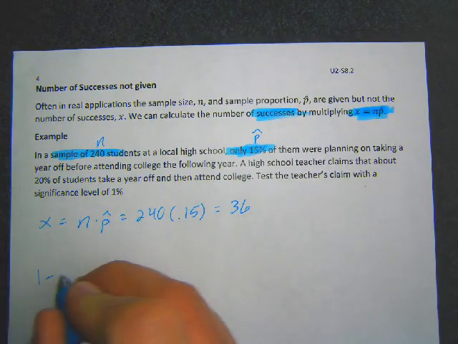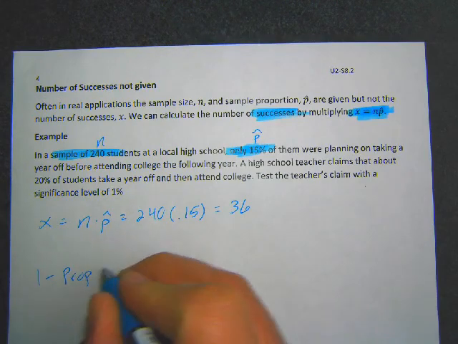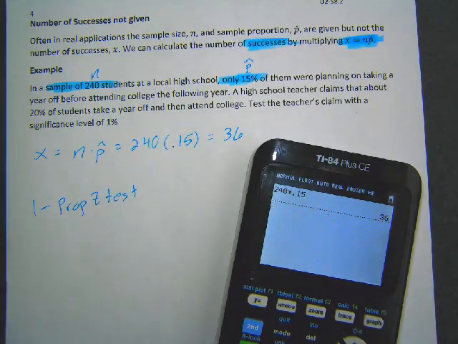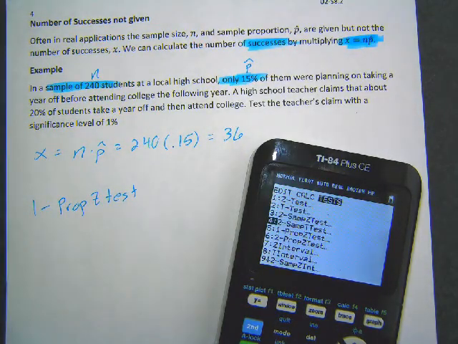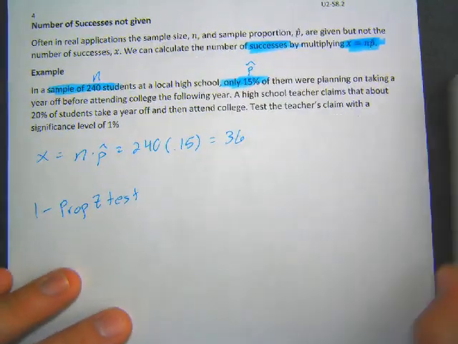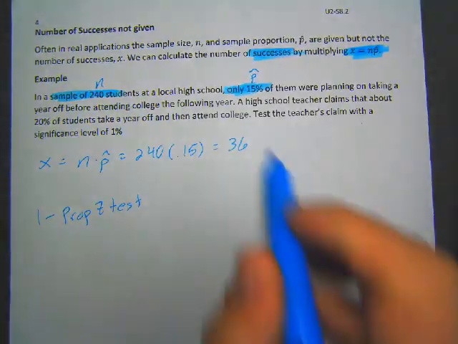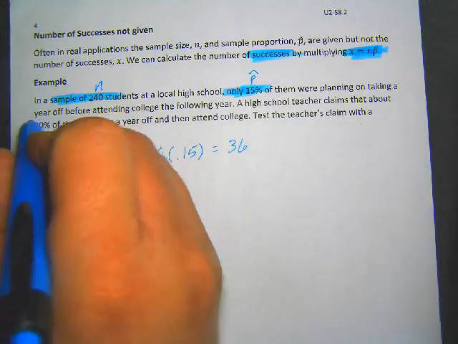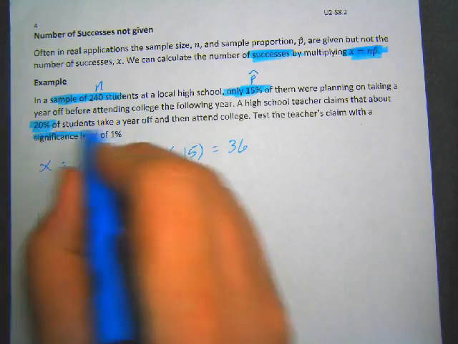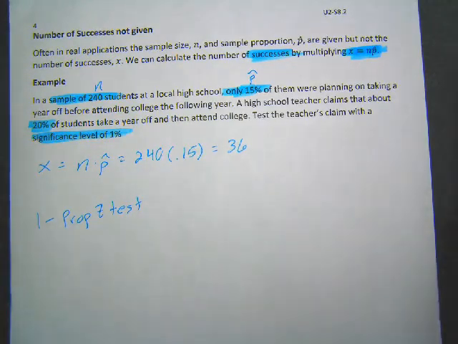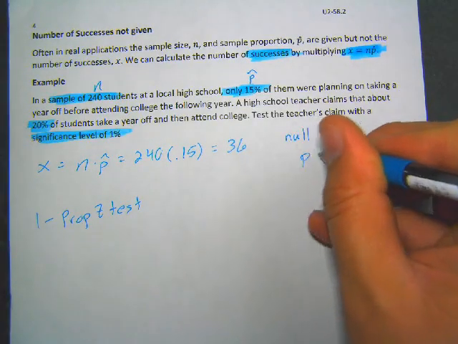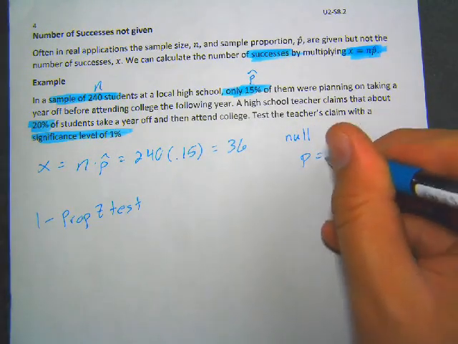So we're going to do our one prop z-test. Put in this information. So stats, tests, one prop z-test. So again, now we have the null. They're claiming, I guess I didn't even get to that point. It says, high school teacher claims that about 20% of students take a year off and then attend college. Test the claim with a significance level of 1%. So I guess the null in this case, I should mention real quick, the null would be that the percentage is equal to 20%, so 0.20.